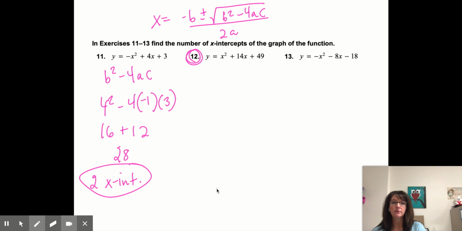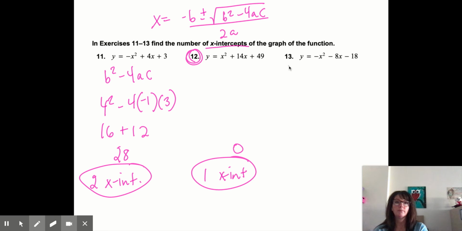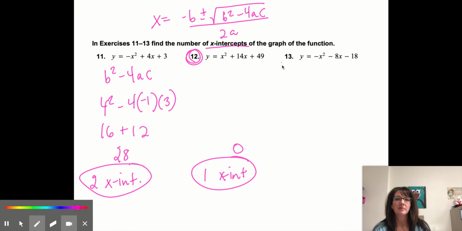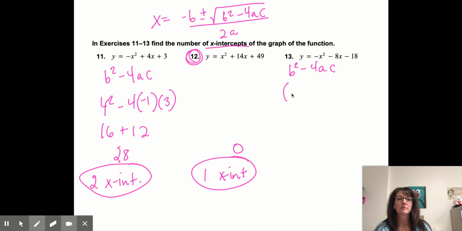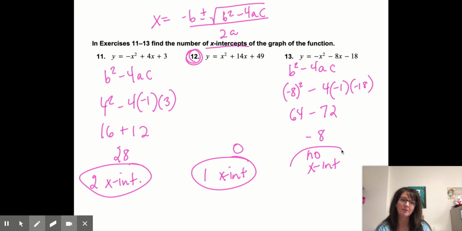So I want you to do number 12. You've gotten 0, so you get 1 x-intercept, because that's what we're telling, the number of intercepts. Here, we're going to get 64 minus 72, which is going to give us a negative value, so no x-intercepts. All right.